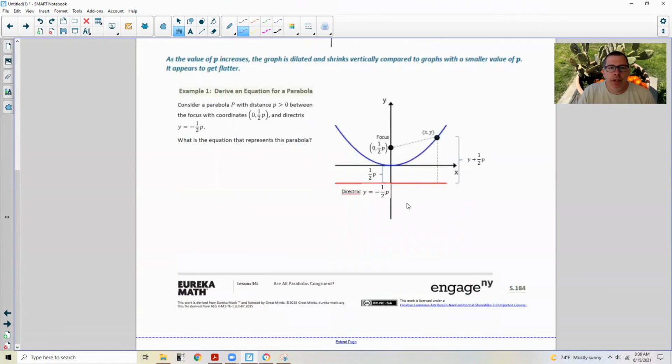Okay, so example 1 now says derive an equation for a parabola. Consider a parabola with a distance P, where P is greater than 0. So P can't be negative, distance can't be negative, between the focus with the coordinates 0, 1/2 P, and the directrix y equals negative 1/2 P. What is the equation that represents this parabola?